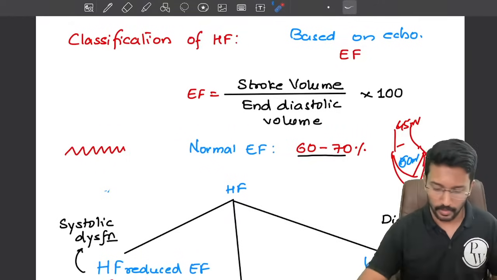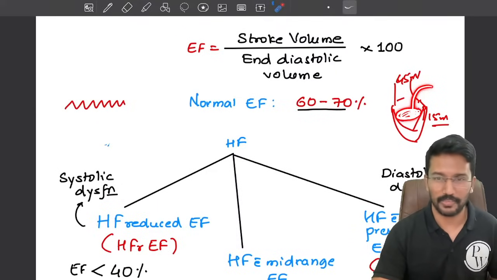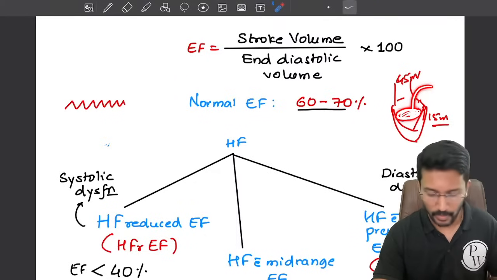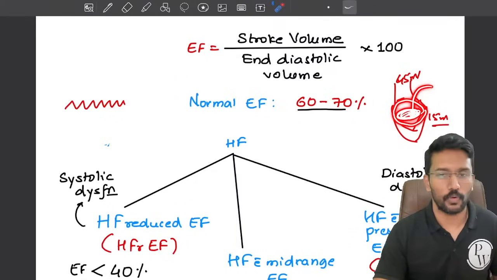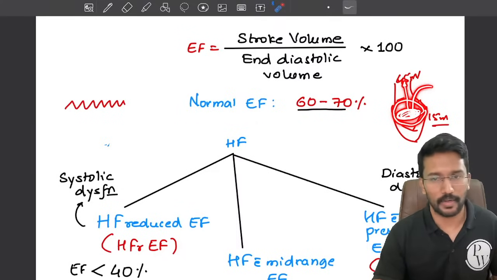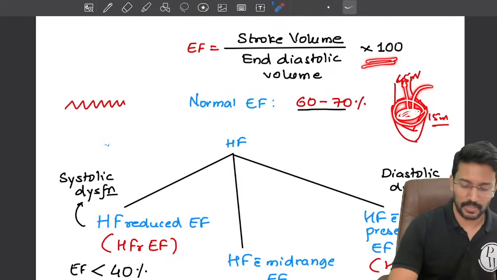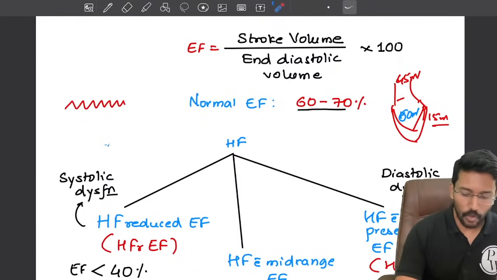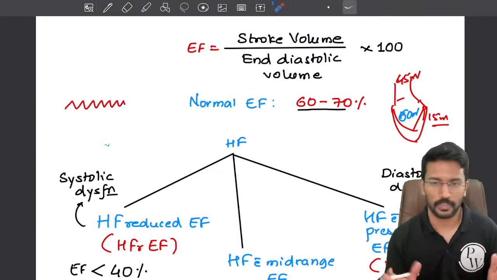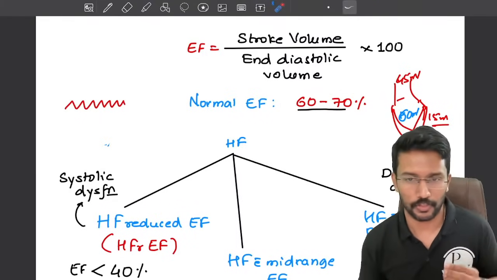Basically, in diastole, the ventricle gets filled from the atria. So whatever amount of blood is there in the ventricle by the time diastole is over is end diastolic volume. Out of this end diastolic volume, the percentage of blood ejected by the ventricle is the ejection fraction, right? It is expressed as a percentage. The normal ejection fraction is 60 to 70%. Most of us will have around 60-65% as our ejection fraction.